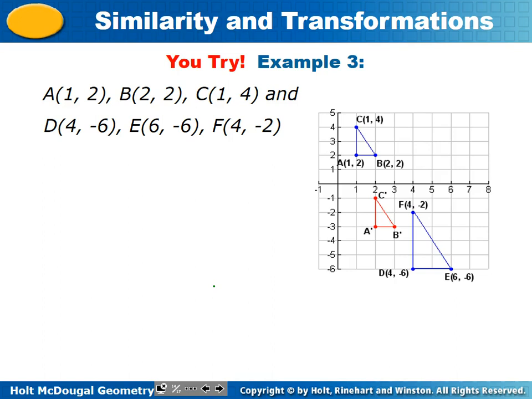Now, I want to again compare the sides here. So I'm going to compare AB, which is 1, to DE, which is 2. So again, take my ending over my beginning. That's a scale factor of 2. Now we're going to look at the height. So we're going to look at AC, which is 2.